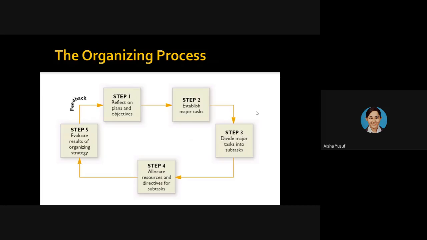Okay, so there are 5 steps in the organizing process and they are presented in the figure displayed. First, there is reflection on plans and objectives, then establishment of major tasks, division of major tasks into subtasks, allocation of resources and directives for subtasks, and finally, the evaluation of the results of implemented organizing strategy. As the figure implies, managers should continually repeat these steps. Through repetition, they obtain feedback that will help them improve the existing organization.